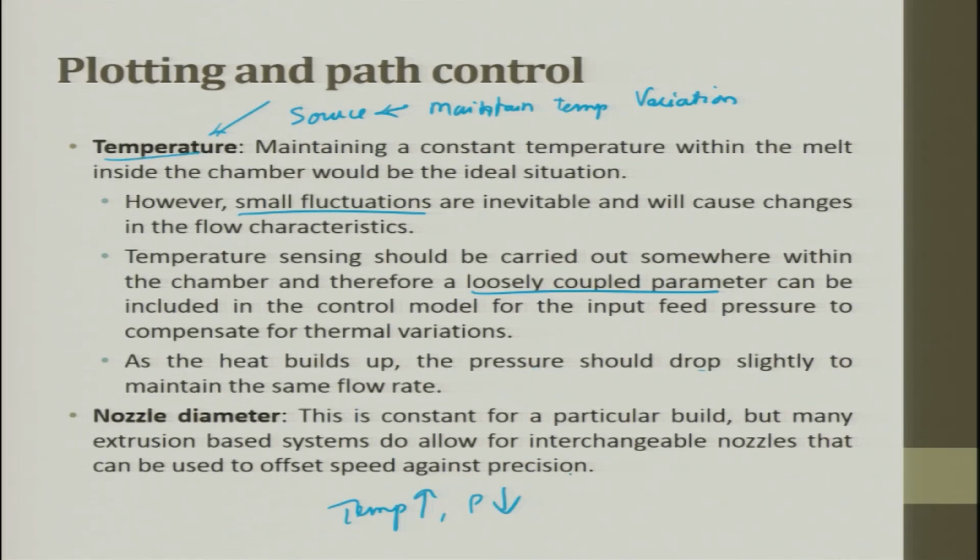Nozzle diameter we have already seen is a constant for a particular build, but many extruder based systems do not allow interchangeable nozzles. What you buy in the market today, you always get with a constant nozzle diameter. Very rarely do they give otherwise, because when we try to change the diameter, if you do not properly fit in the nozzle, you will not get the part you require, and this needs a little bit of expertise. So, it is all custom made, you get only one diameter nozzle.